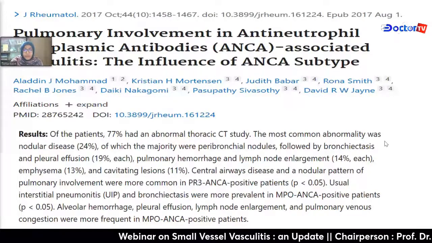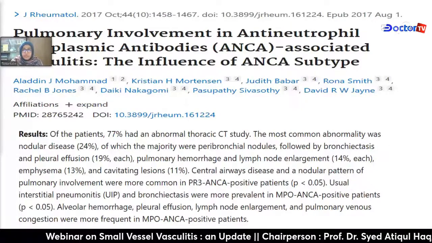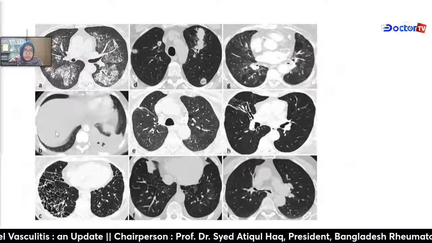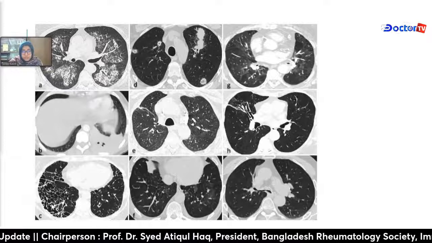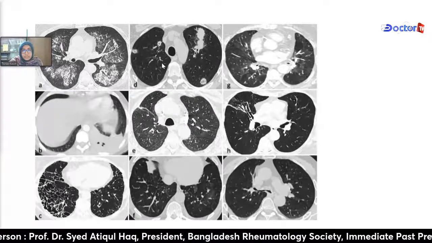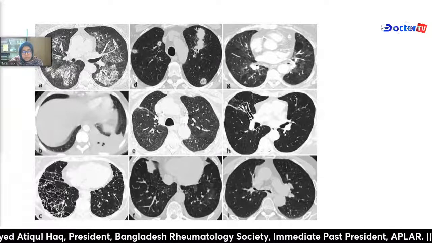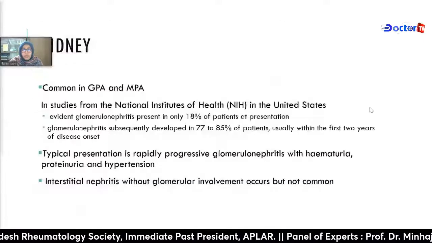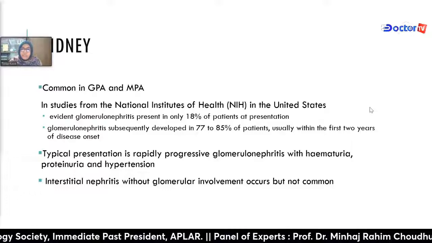These are the CT findings of different presentations of ANCA-associated vasculitis. And you can see there is pulmonary hemorrhage, necrotizing pneumonia, usual interstitial pneumonitis, cavitary nodule, and small airway disease. Chest CT involvement is common in GPA and MPA.